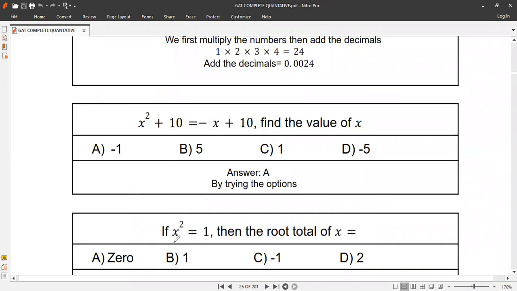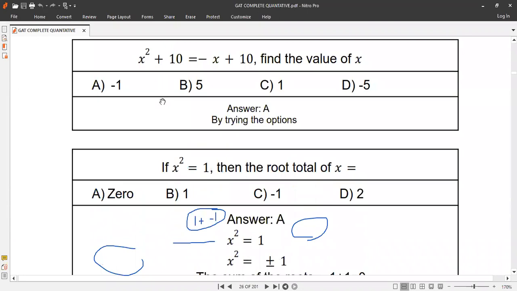X power 2 equals 1. Then the total of the roots. So x power 2 equals 1. This means x equals 1 or negative 1. The total, if you add them, you will get 0. So the answer is A. The answer is A.